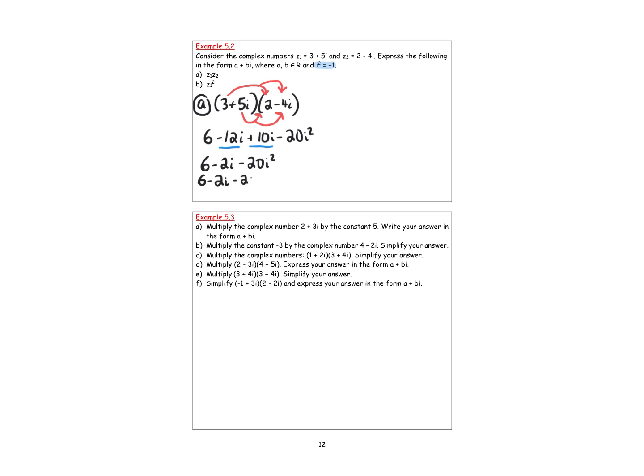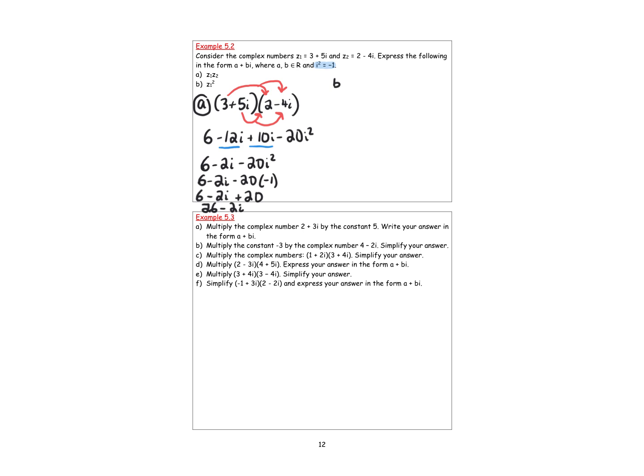We'll then end up with 6 minus 2i minus 20 times minus 1. That will leave us with 6 minus 2i plus 20, leaving us at the end with an answer of 26 minus 2i. We've now multiplied z1 times z2, and the resulting complex number is 26 minus 2i.